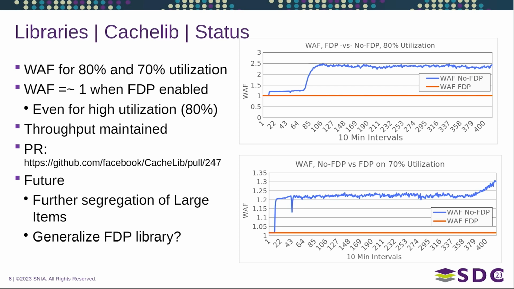So what we see here is what we expected, which was that without FDP, the write amplification goes up as you start to utilize the device. And when you turn it on, you see more or less 1. I believe it's not exactly 1, it's a little bit over 1, but in comparison, it's 1. And we see this even though we up the utilization to 80%, which is very nice.